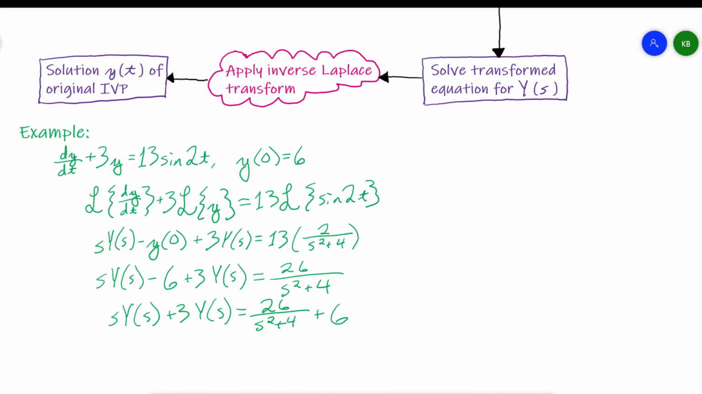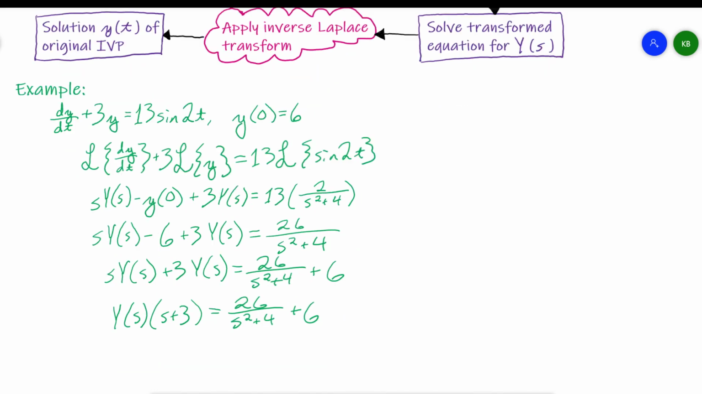Factoring out a capital Y of s, I get capital Y of s times the quantity s plus 3 equals 26 over s squared plus 4 plus 6. Dividing by s plus 3, I've got capital Y of s equals 26 over s squared plus 4 times s plus 3 plus 6 over s plus 3.